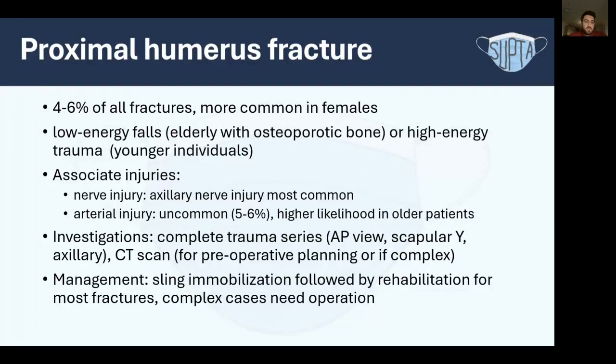How you investigate it is with a complete trauma series, AP view, and another view at least. So two views needed at least, and a CT scan if you're planning for operation. The management is sling immobilization followed by rehab for most fractures. But if it's complex and needs an operation, then you refer them for operation.